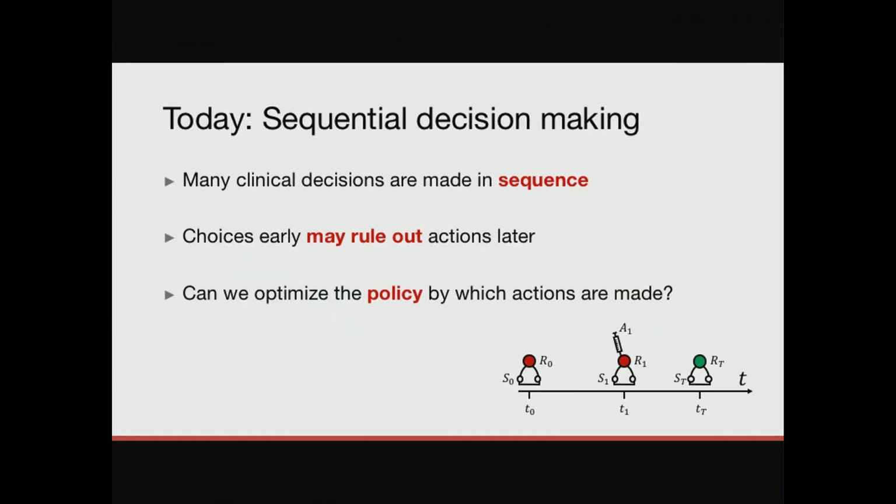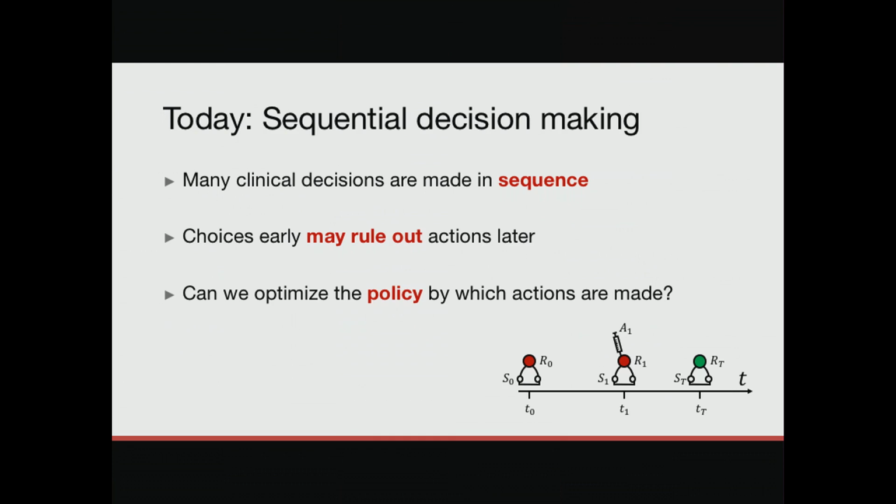So today, we will move towards sequential decision making. In particular, what I alluded to just now is that decisions made in sequence may have the property that choices early on rule out certain choices later. And we'll see an example of that very soon.